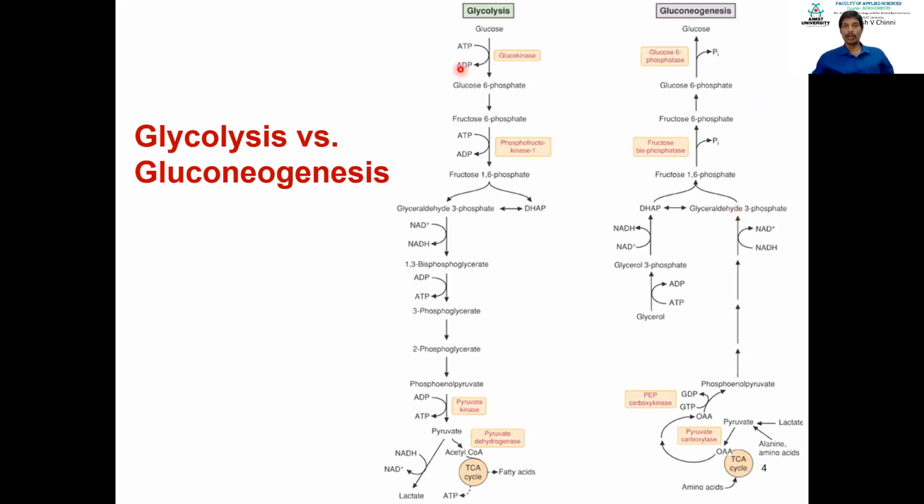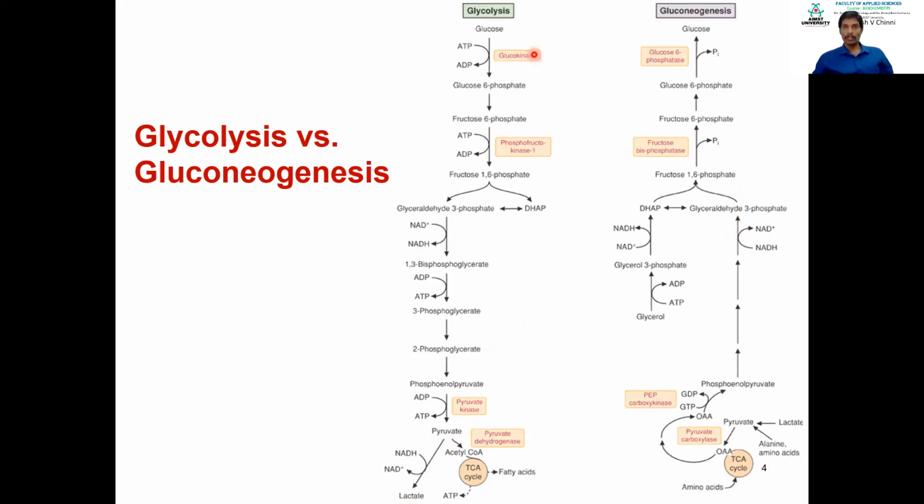This is the glycolysis which we have seen, from glucose until the formation of pyruvate, and pyruvate enters the citric acid cycle or pyruvate converts into lactate. On the left hand side you can see all the glycolysis pathway, and on the right hand side the gluconeogenesis pathway. Many steps are the same as glycolysis but in a reverse direction, with the same enzymes except a few, which have been highlighted here.